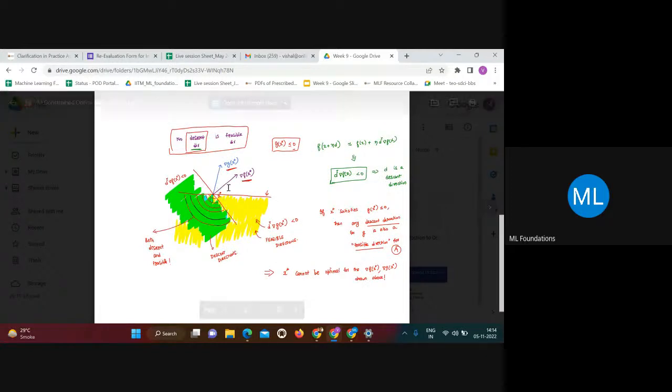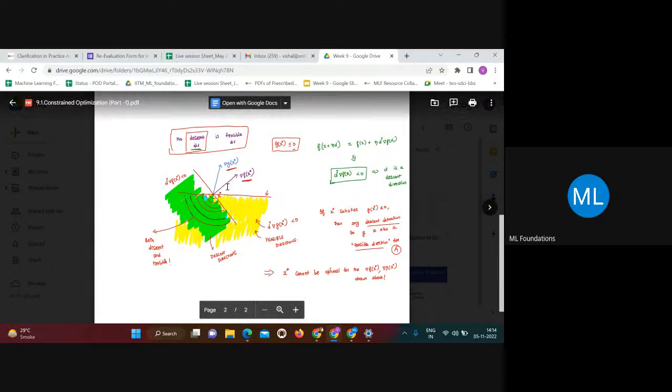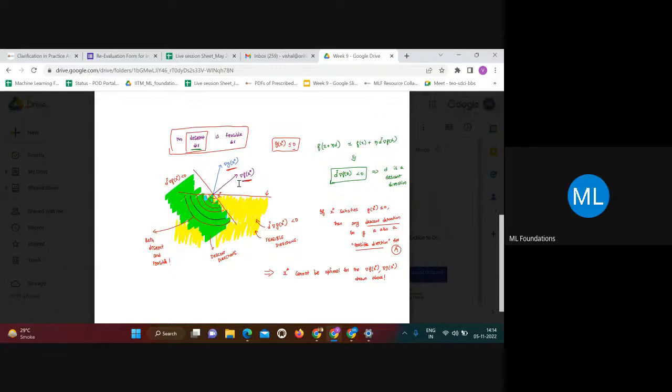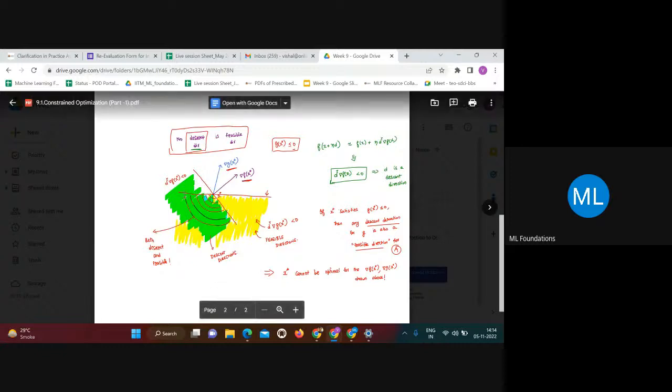Suppose we take some value x star, and the direction of the gradient of f at x star is the direction shown by this arrow. Where will we find the directions in which the dot product of this gradient of f(x star) and the direction is less than zero? If the dot product is less than zero, then the angle must lie here, right? So this is our descent direction.